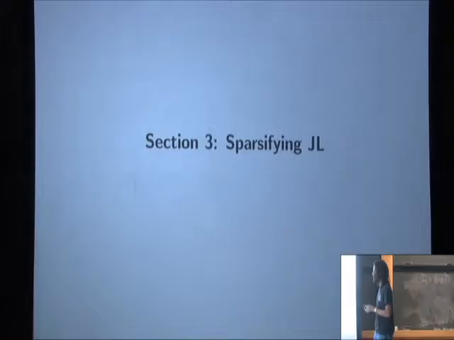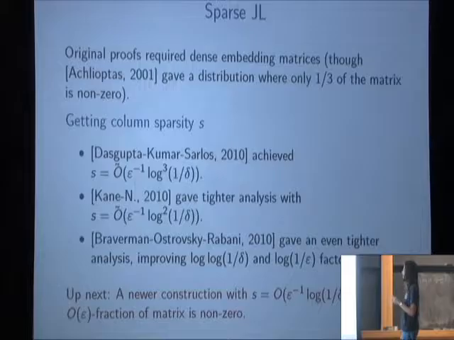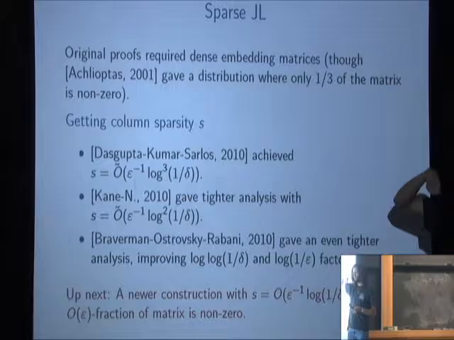So the first construction that gave a somewhat sparse JL was by Achlioptas. He gave a Bernoulli construction. Each entry is an independent Bernoulli, divided by some scale factor, and then you go through the matrix and set each entry to zero with probability 2/3. Okay. How about sparser constructions? I'm always going to refer to the sparsity as s, which is the number of non-zero entries per column of the embedding matrix.